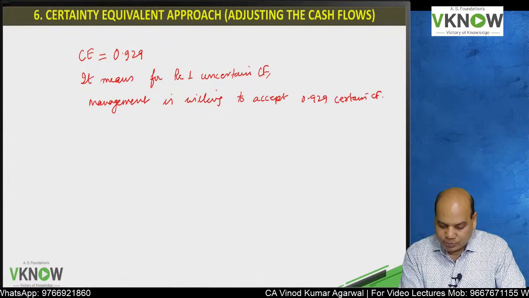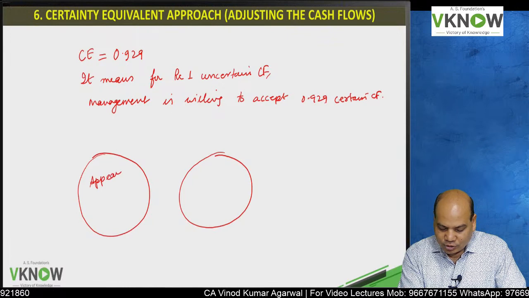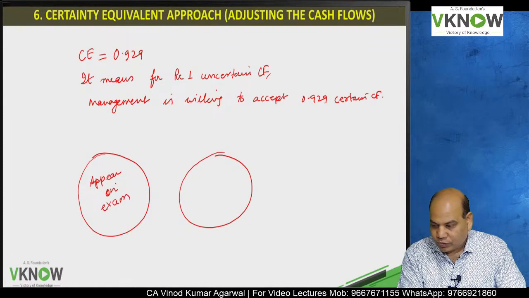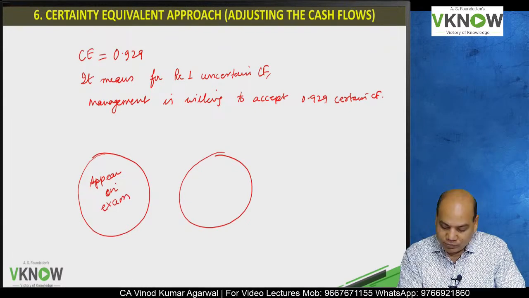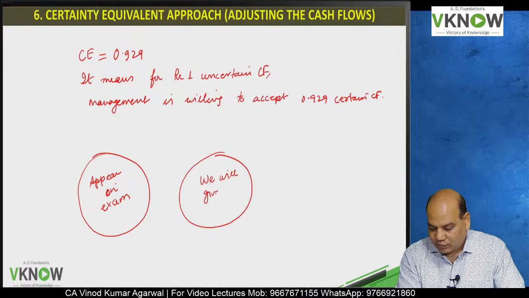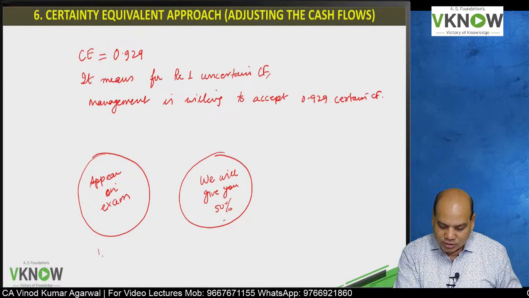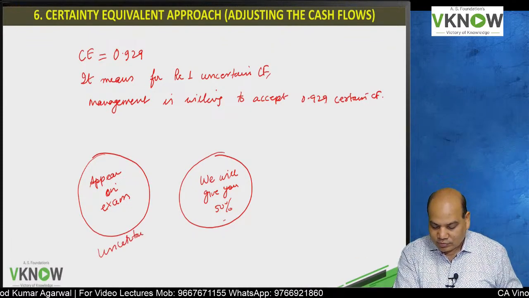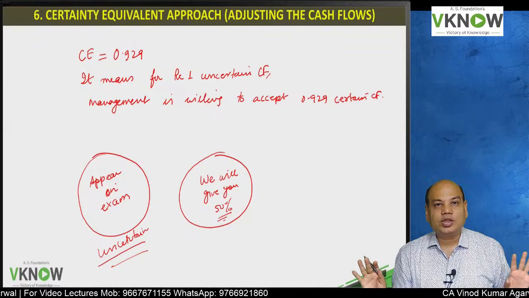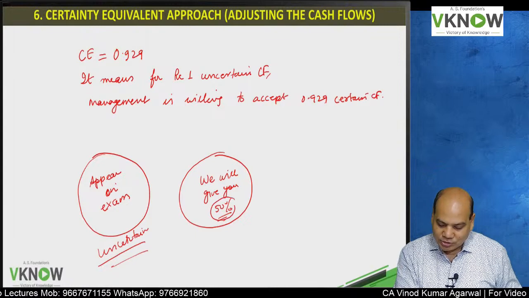Is it right? Suppose your institute says you have two choices. You appear in the exam on your own, work hard, and whatever result you get, we will give you. Second option is, the institute says don't appear for the exam, we will give you 50%. This is uncertain, you can get 70, 80, 90 also, but against this, if the institute is willing to give you 50 and you say yes, I am happy with 50, then this becomes certain cash flow.